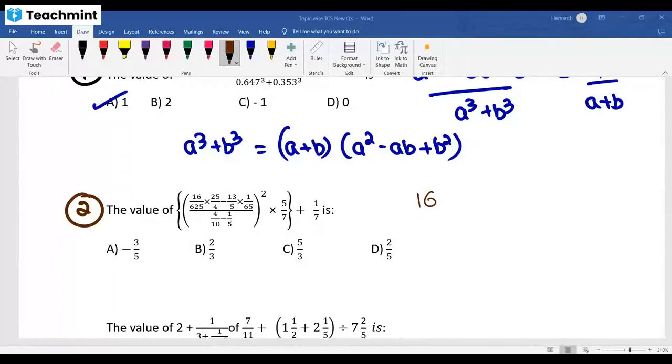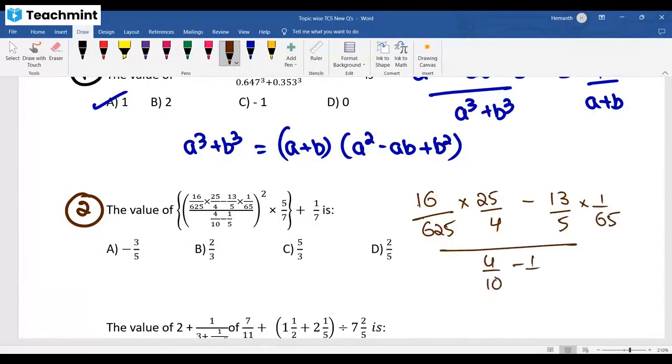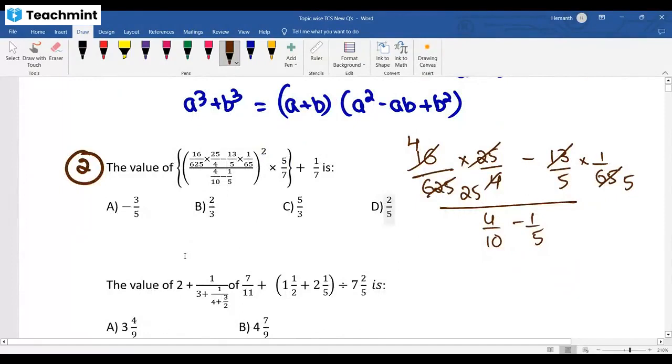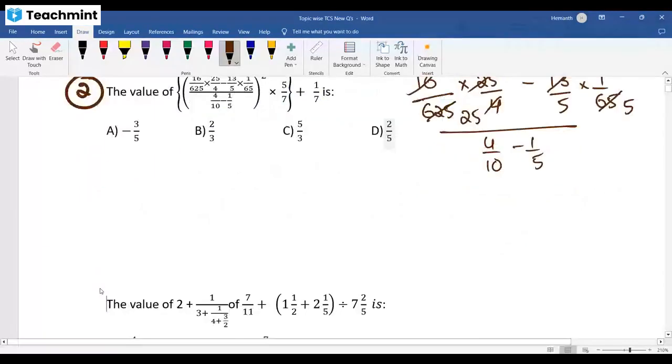Use pen and paper, no other thought. So 16 by 625, 25 by 4 minus 13 by 5 into 1 by 65, divided by 4 by 10 minus 1 by 5. First do all that internal terms. This is 25 times, 4 ones 4 times. This is 13, 5 times. We got 1 by 25 there. 4 by 25 minus 1 by 25 is nothing but 3 by 25 for us. Right. So, okay, numerator 3 by 25.